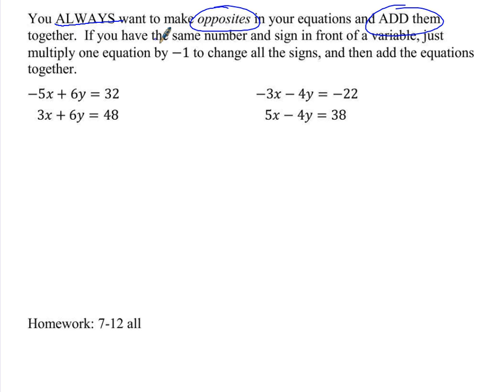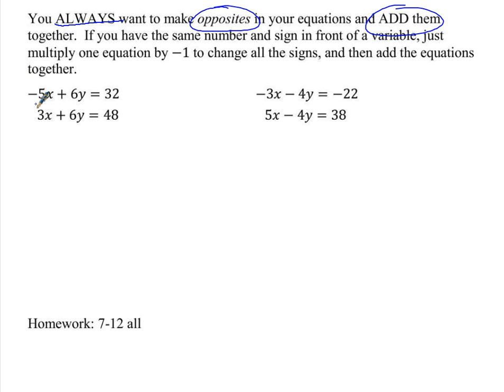So if you have the same number and the same sign in front of a variable like we have right now, just multiply one equation by negative 1. It doesn't matter which one. Just pick one, but only one. And then you can add the two equations together. Okay? So what I want to do is multiply one of these two equations by negative 1. And that will change all the signs in that equation and give me opposites in y.